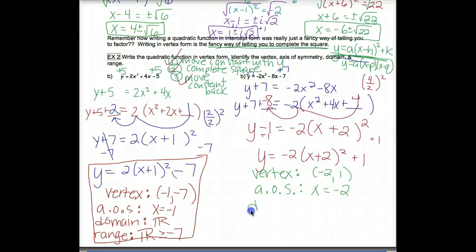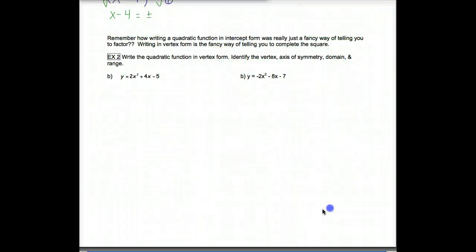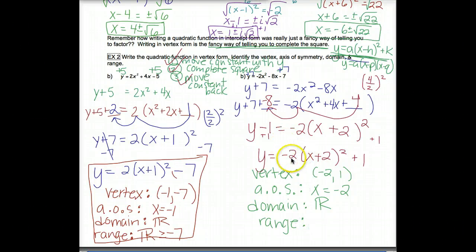Domain, it's all reals. And range. This one opens down. If I just asked you to show me what shape it had, hopefully you would draw this. So if it opens down, that means my range is going to have a less than or equal to, and it's always less than or greater than whatever the y coordinate of the vertex is, which in this case is 1. So all reals less than or equal to 1.